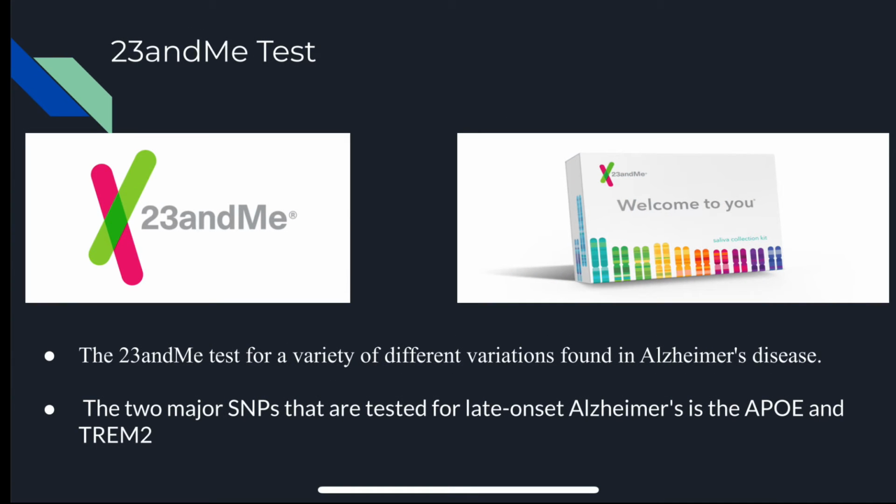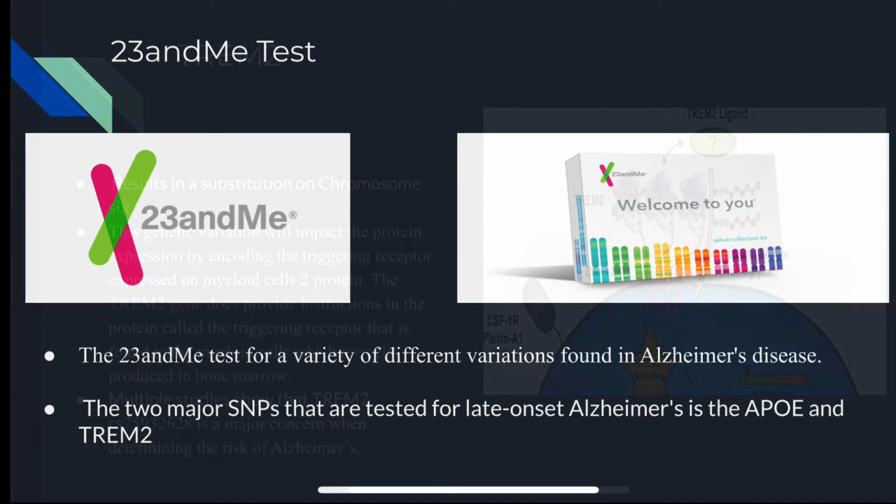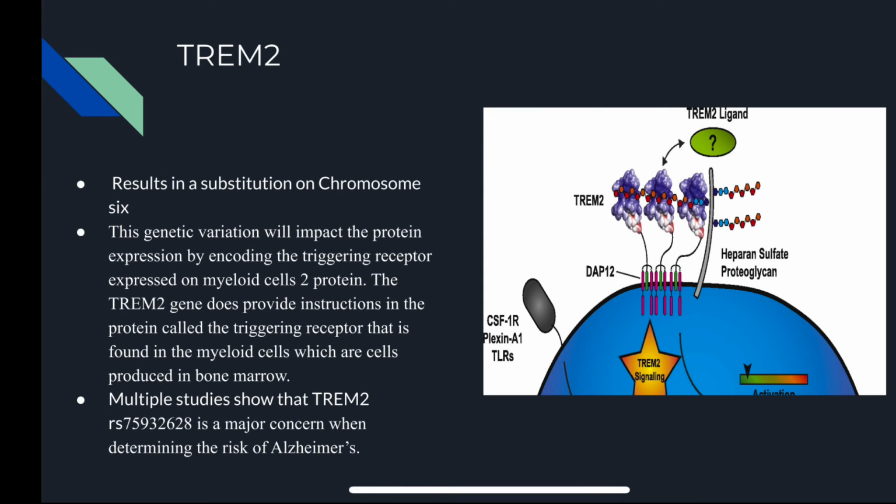The 23andMe tests for a variety of different SNPs in Alzheimer's disease. There are two major SNPs that are tested for late-onset Alzheimer's, which are the APOE and the TREM2. The TREM2 is known to be one of the major leading concerns when developing Alzheimer's. TREM2 is identified by the impact it has on our chromosome 6, which is a R47H substitution. In other words, the genetic variation of the TREM2 having a substitution by the R47H will impact our protein's expression. It will encode the triggering receptor expressed on our myeloid cells, which are cells that are produced in bone marrow. Studies have shown that the TREM2 is a major increase in developing Alzheimer's disease.